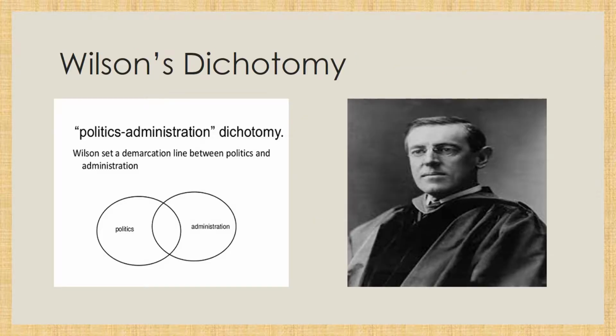So for Wilson's dichotomy, his essay came right after the 1883 Pendleton Act. In 1887, he basically sets this idea of politics, administration, and the division between both of them. His main focus was the division of the roles of the administration and the politics.